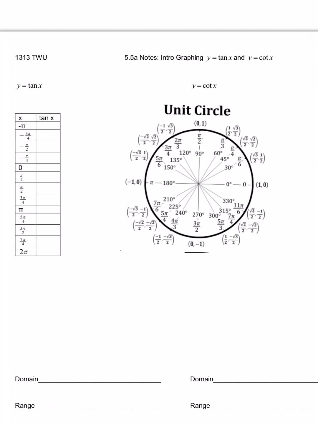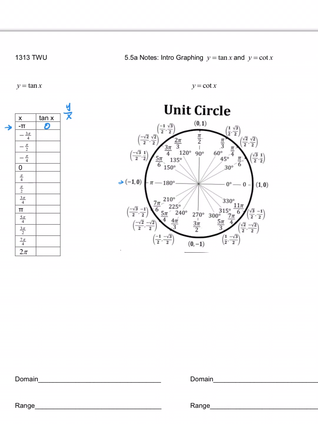All right, in 5.5, we're going to be graphing the tangent and the cotangent graphs. So like we did before, we're going to reference our unit circle and find out what the tangent is at certain x values. Notice that we're starting at negative pi, which is basically right here. So let's look at this. Now remember, tangent is y over x. So if I do tangent here, it's 0 over -1, which is 0.